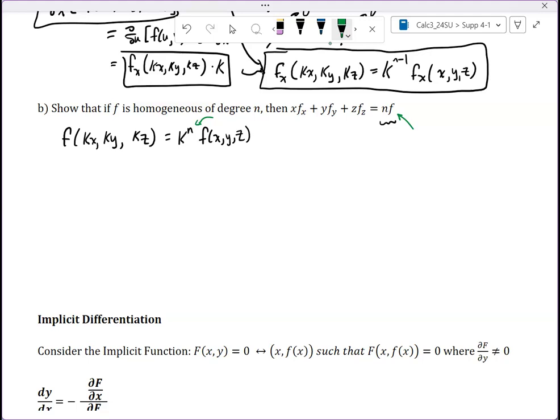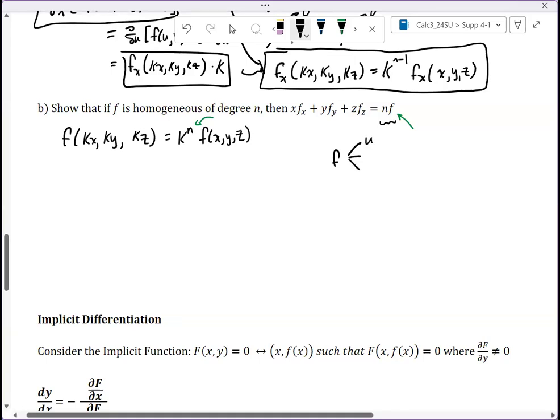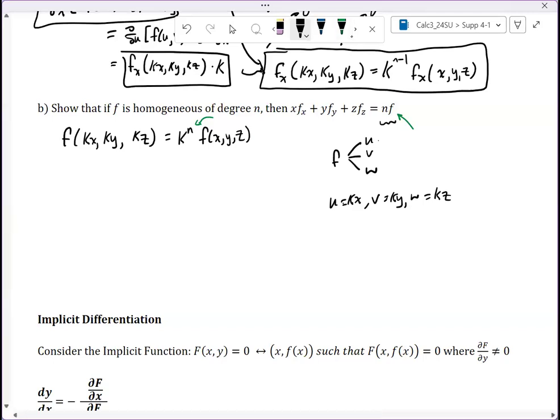Well, to make that work, I need to think of k as the variable, or really the independent variable. So I have f being related to u, v, and w, where u is kx, v is ky, w is kz. And we're thinking of u, v, and w as being functions of k, the independent variable. So how does this end up working?